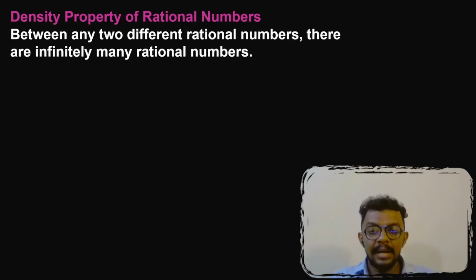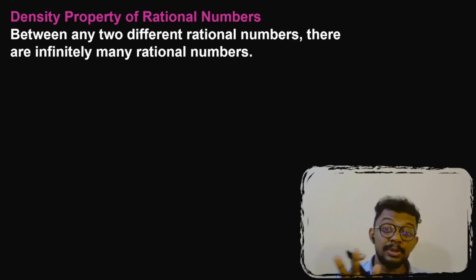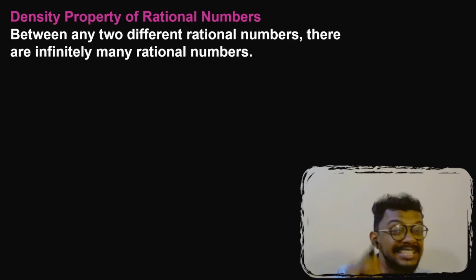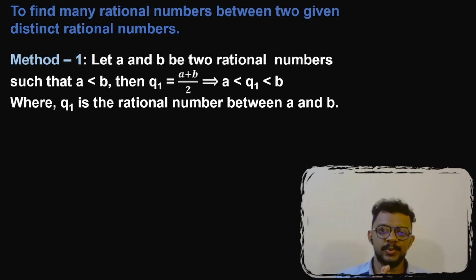Now the question is how. Suppose I give you two rational numbers and ask you to find infinitely many. Okay, we don't have to find infinitely many. Find at least three rational numbers between them. How can I do that? Learn it, I'm going to teach you. There are two strategies, and I'm going to teach you the first strategy through this video.